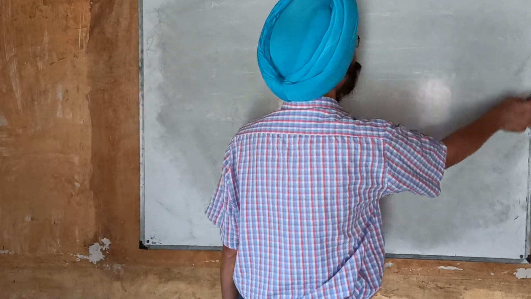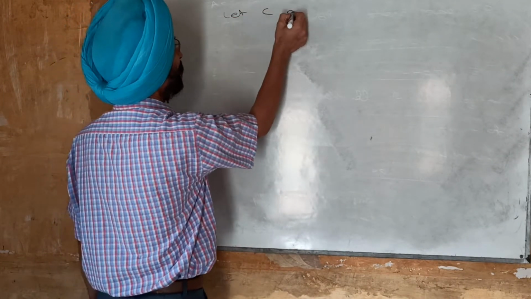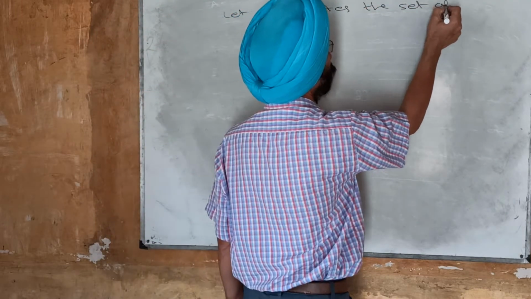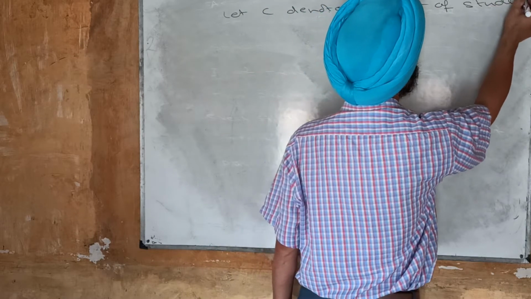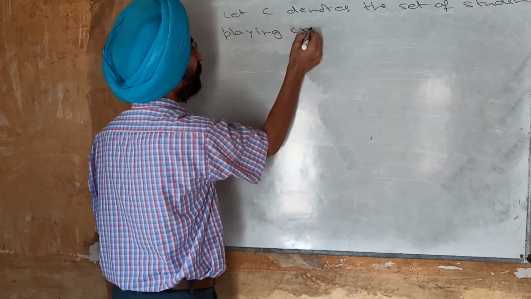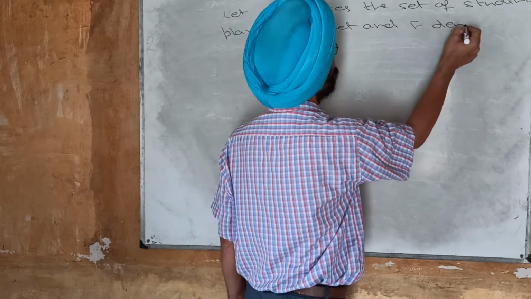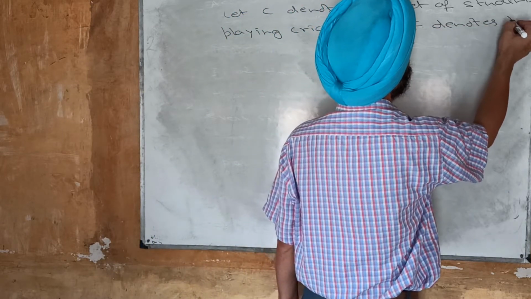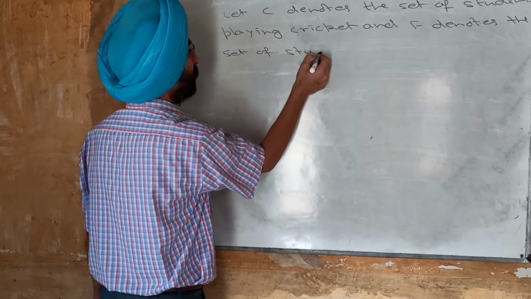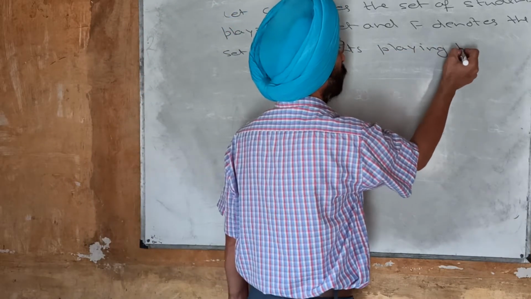So, suppose we denote by C. Let C denote the set of students playing cricket, and F denotes the set of students playing football.